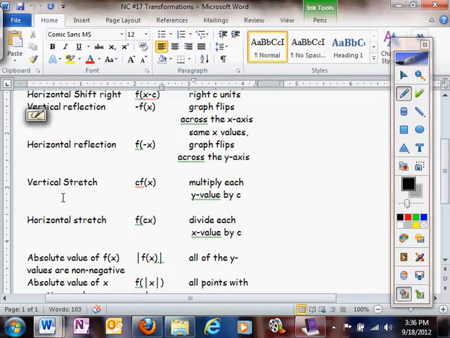We could have a vertical stretch or a horizontal stretch. The vertical stretch, if you have some number c being multiplied by the function, that means that you multiply each y value in the function by that c to get the new points. Horizontal stretch, this is a little different. It's kind of like the horizontal shift, right or left. If you have a horizontal stretch, then you have some c in here with x, but it looks like it's being multiplied, but instead you divide by the x value. You divide the x value by c. Okay?